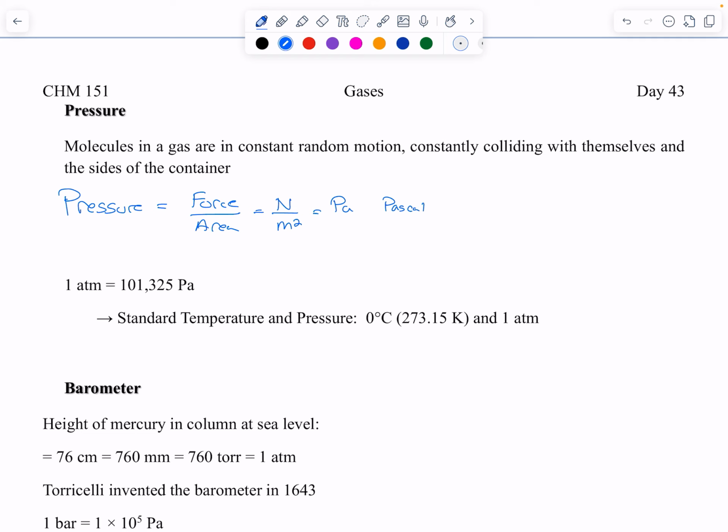However, we're going to use atmospheres. 1 atmosphere is 101,325 pascals. We're going to use atmospheres, because 1 is a much easier number to multiply and divide than 101,325. Nothing wrong with 101,325, but we're just going to make it 1. Makes sense. All right. Now, there is something called standard temperature and pressure, and we abbreviate standard temperature and pressure as STP. All right. Okay, now how is this measured?